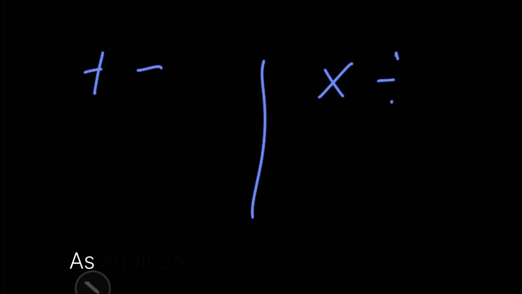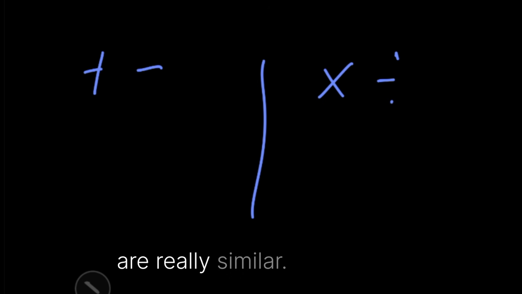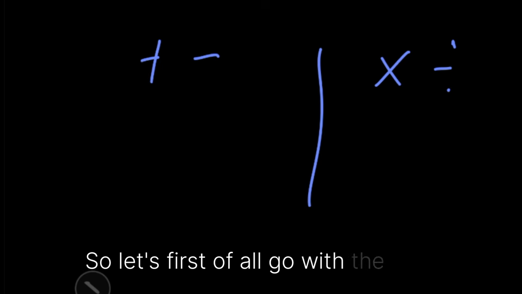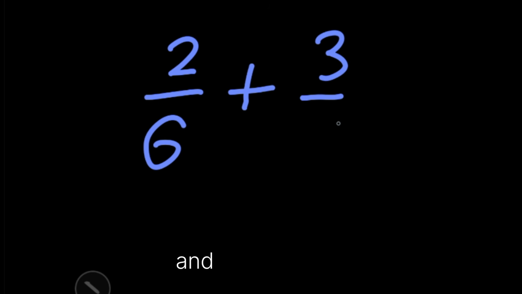Let's put two things beside each other: addition and subtraction, and multiplication and division. Addition and subtraction are really similar, and multiplication and division of fractions are really similar. So let's first of all go with the hard way. Multiplication and division is honestly really easy. Addition and subtraction are easy, but with a little bit of an extra step. So let's take two fractions, 2 by 6 and 3 by 6.